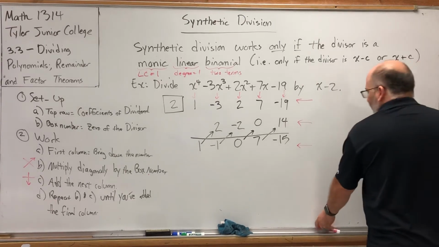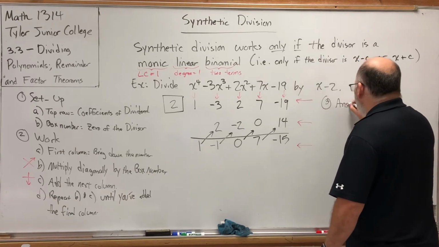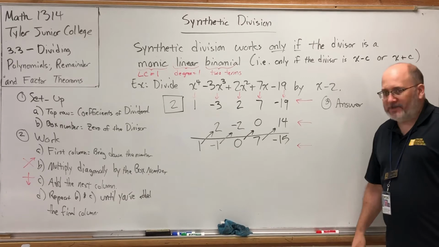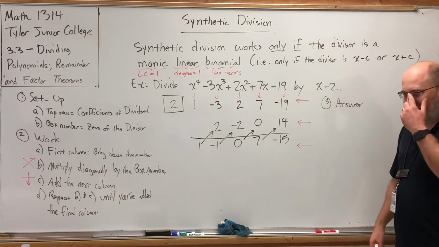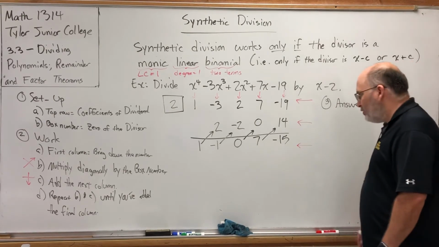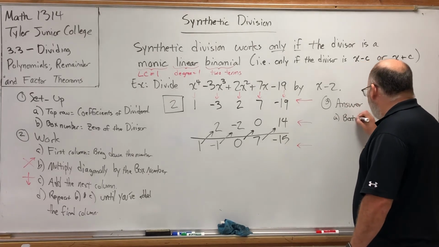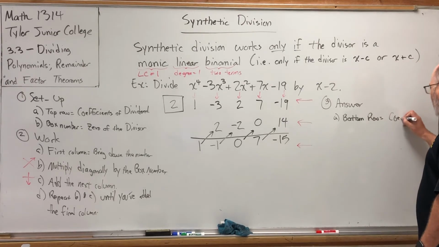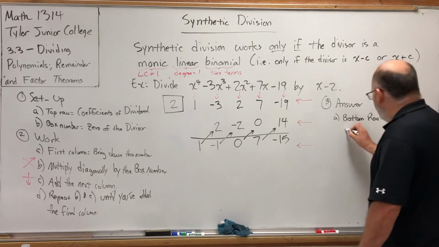The third part of synthetic division is the answer. Because after all, we're still doing a polynomial division problem. I'm expecting a polynomial answer. You start synthetic division by basically taking out all the x's. So you end by putting them back in. The answer comes from the bottom row. And the answer has two parts. The bottom row represents the coefficients of the quotient.